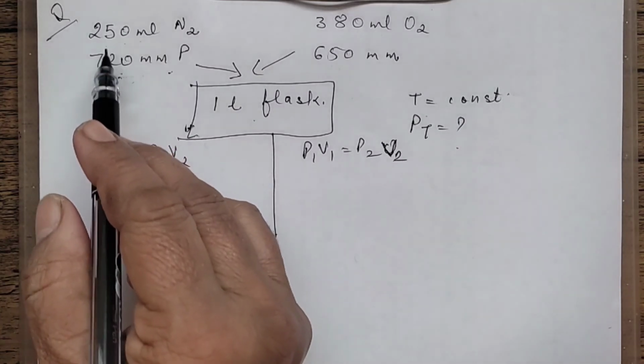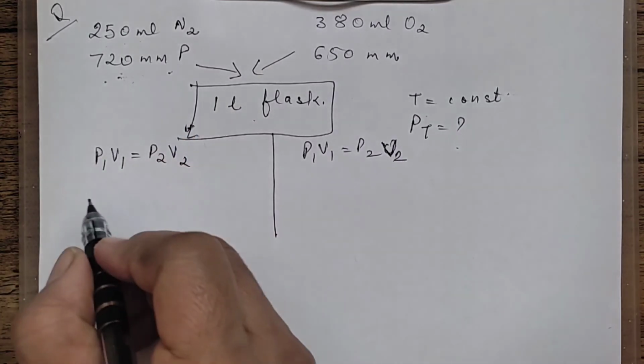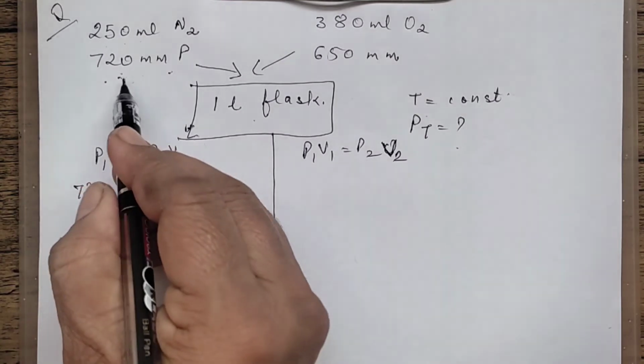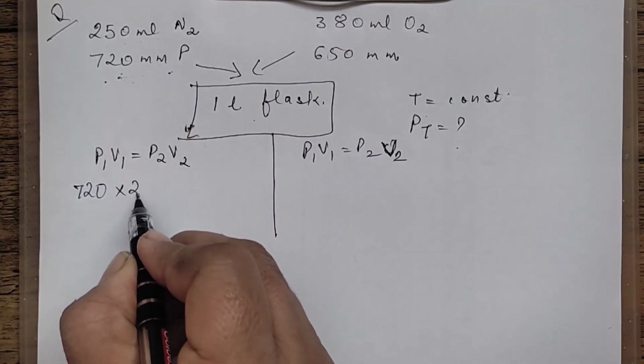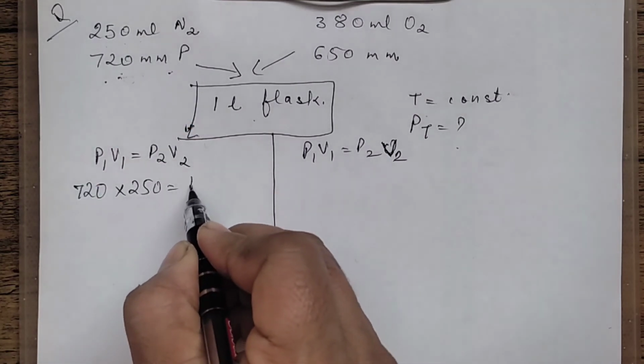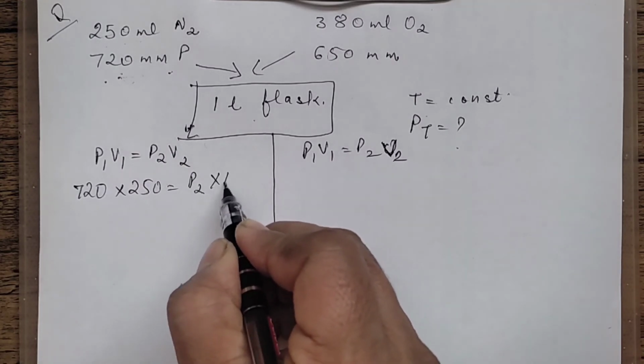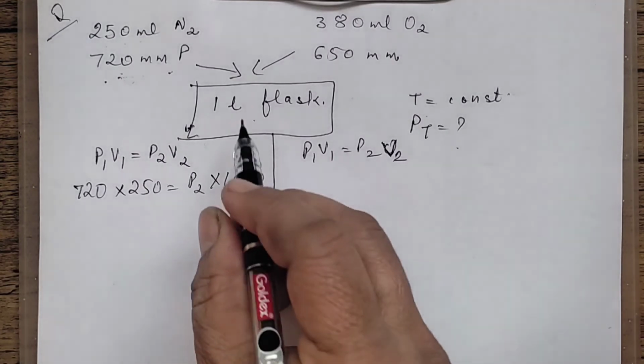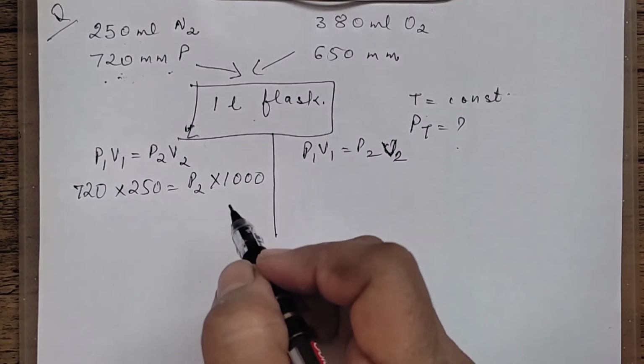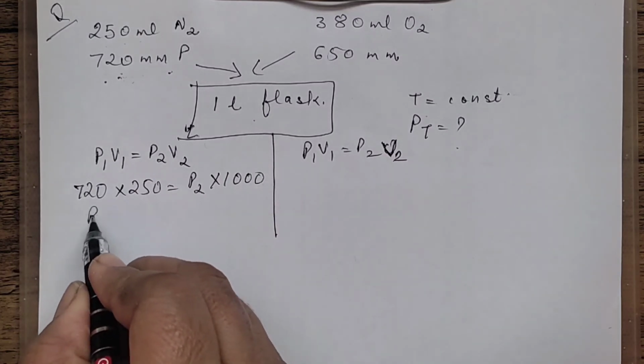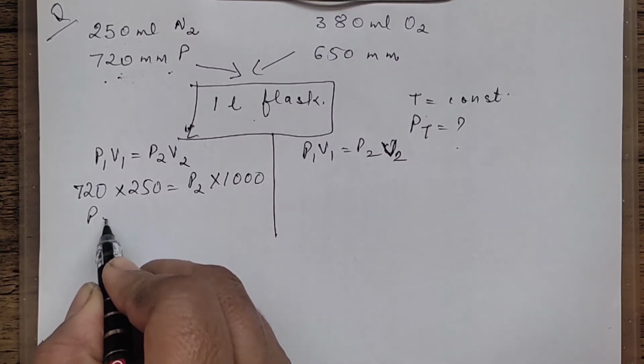So what is P1 V1? Pressure initial is 720 at this much volume, 250. What is the pressure now when the volume is 1000 ml? Let us convert this also into ml because the units should be the same. Let us calculate this pressure first. It is P2.